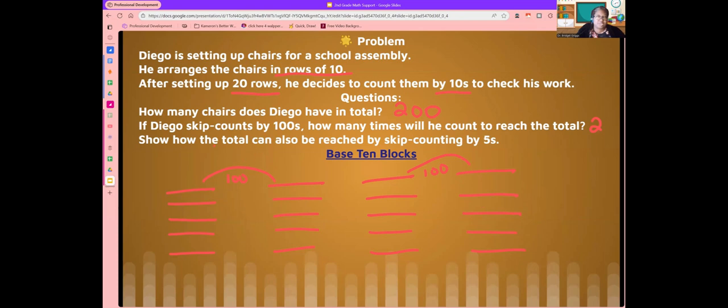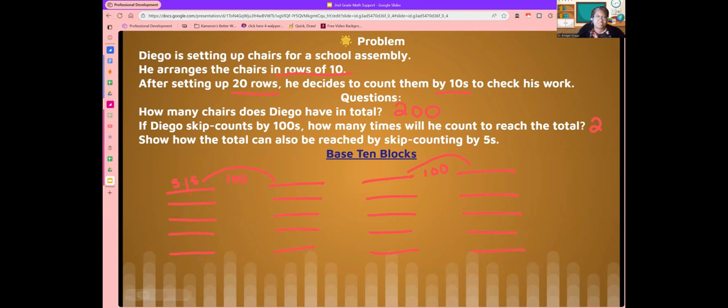Now, how can the total also be reached by skip counting by 5s? Well, if we know that these are in rows of 10, if we were to divide this up, then that would be 5 and that would be 5. Well, we can do that all the way to here. And we can count by 5.